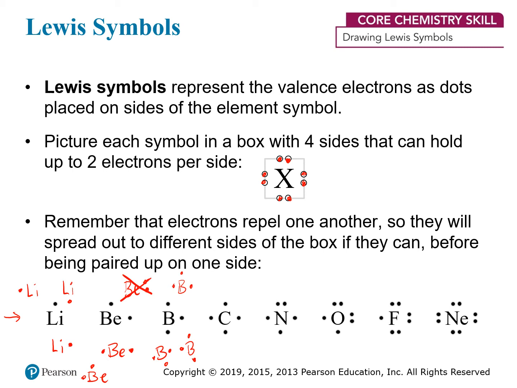For carbon, it has 4 valence electrons. So since there's only 4 sides of the box, each side has to get 1. So this is really the way that you want to draw the carbon Lewis diagram.